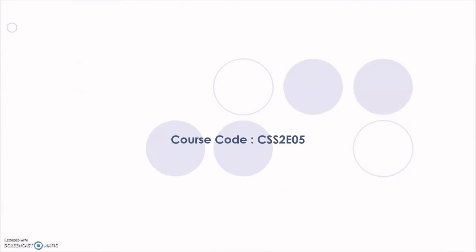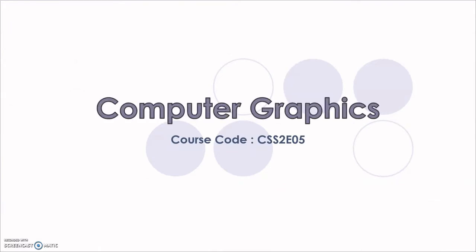In the last episode, we have been discussing scan converting lines. Based on that, we discussed two algorithms, that is DDA, Digital Differential Analyzer, and Bresenham's midpoint line algorithm. Today, in this episode, I'm going to discuss scan converting circles.